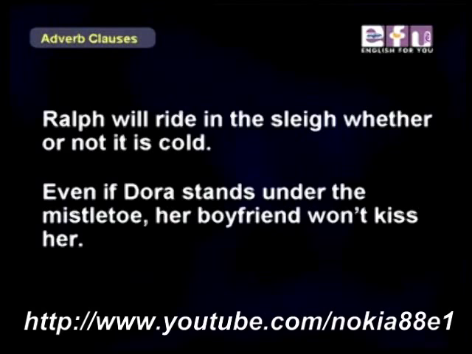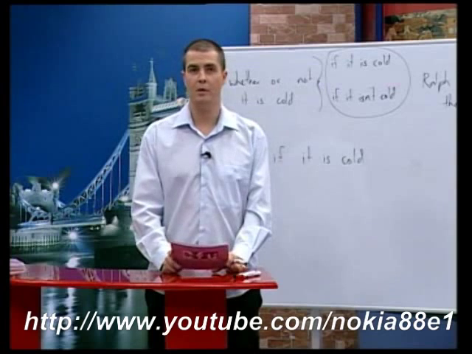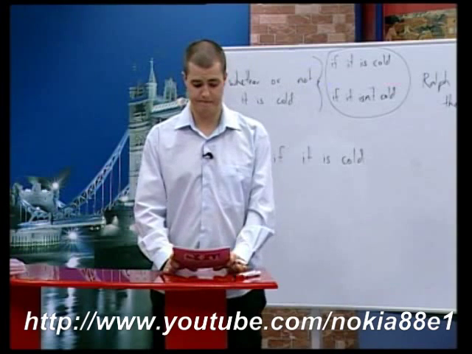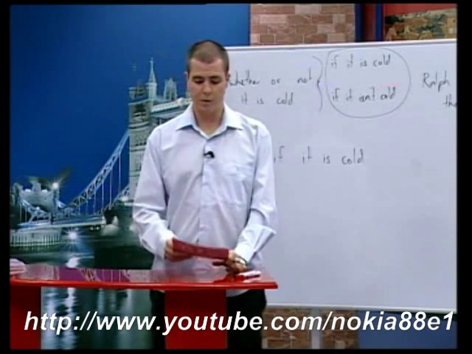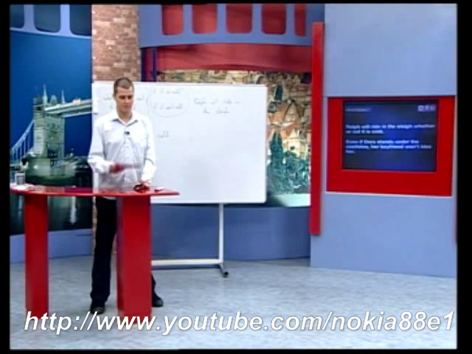Okay, in the second sentence, Dora's boyfriend won't kiss her anywhere. Not under the mistletoe or anywhere else. It doesn't matter if she is standing under the mistletoe, Dora's boyfriend will not kiss her. Let's look at another adverb clause of condition before we practice. Please have a look at these sentences.